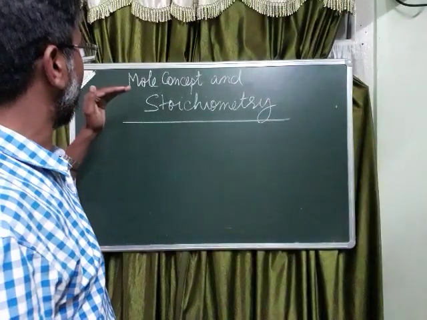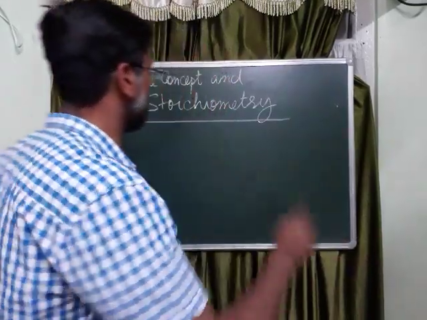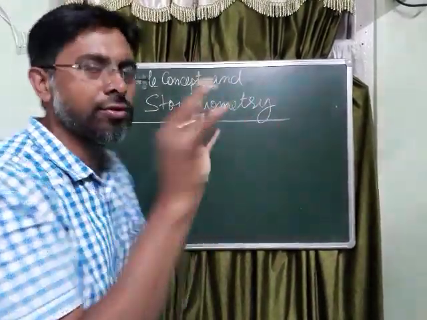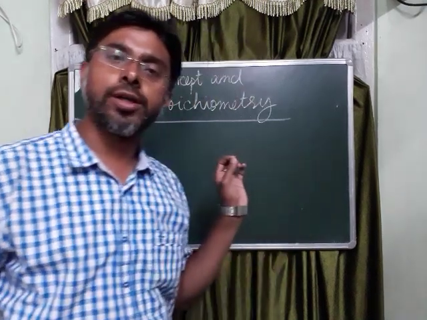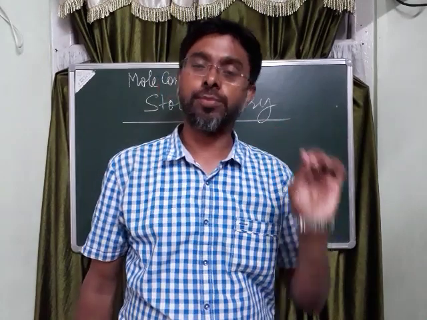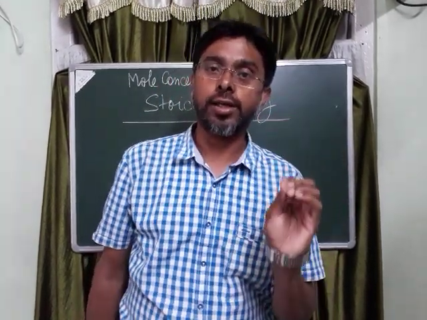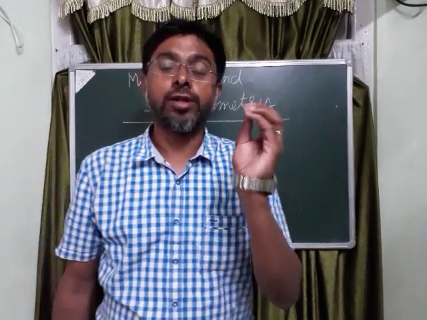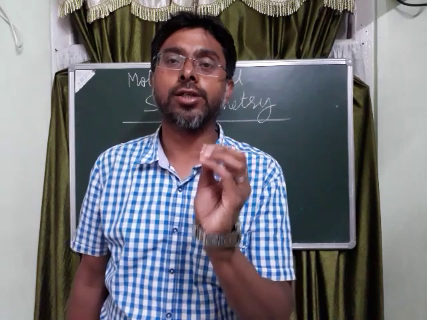Now, let's come down to stoichiometry. If you look at the word stoichiometry, it looks like a very difficult word, but it is not very difficult. The word stoichiometry means the branch of chemistry where we study the amounts of different substances which are present when a chemical reaction is taking place.